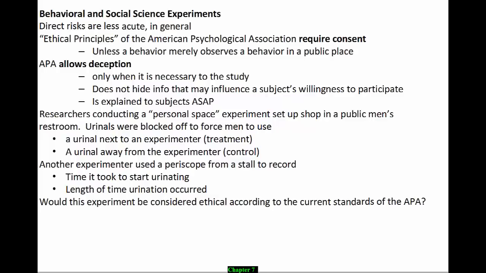Hopefully that was a good introduction to some principles of ethics in statistical studies.